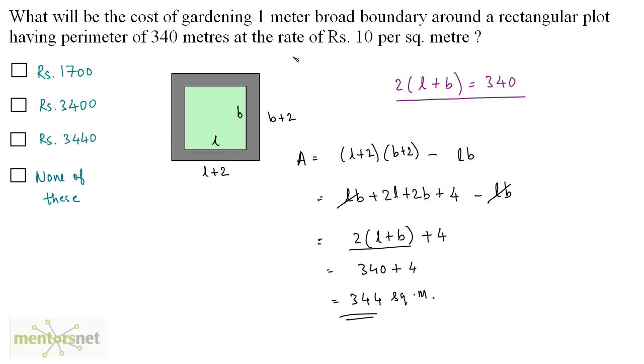Now you have been given the per square meter cost of gardening, and that's 10 rupees per square meter. So the total cost will be the total area times this per unit cost. So 344 times 10, and that's 3440 rupees. So option C is the correct answer.